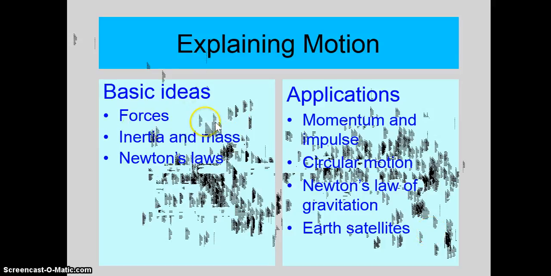For Isaac Newton, there's this idea of forces that are the causes of motion, or the causes of changes in motion. He also uses this idea of inertia. Inertia is the resistance an object has to changing its motion. It turns out that this idea of inertia and the concept of mass are basically the same thing. The more massive an object is, the greater its inertia.